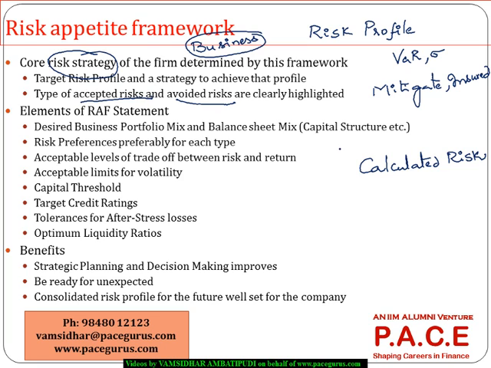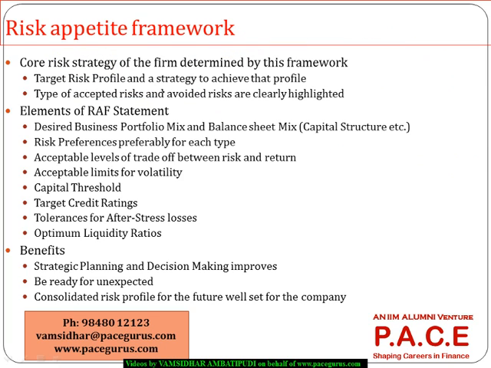organization. Then, if I am talking about developing such a RAF statement, a risk appetite framework statement, what all should be included in that statement? The first thing I look for is the business profile. What kind of lines is the business operating in? What are the risks associated with each of the lines of business?